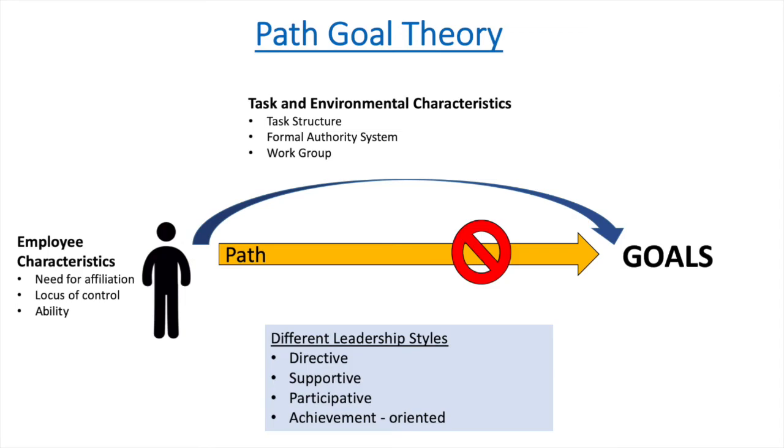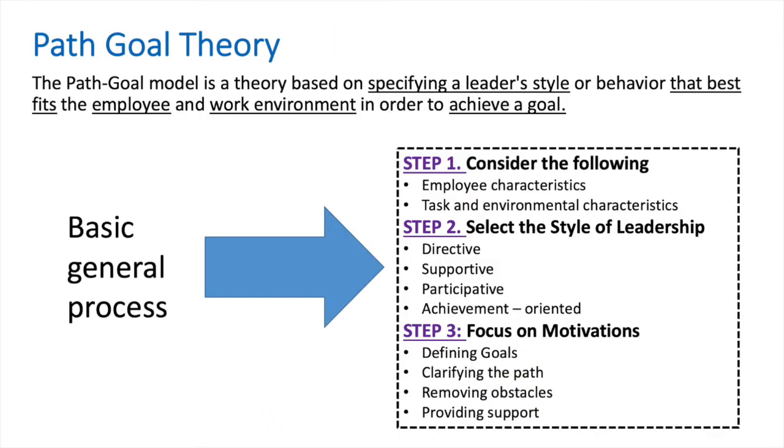So this can be a complicated theory or model to use. So let's give you an idea of how to use this path goal theory in a practical manner. So if we're looking at it from a step-by-step process, this is basically what it would look like. So step 1, you would consider the following. You would consider the employee's characteristics. As we discussed earlier, you would consider their need for affiliation, their locus of control, and their perception of task ability.